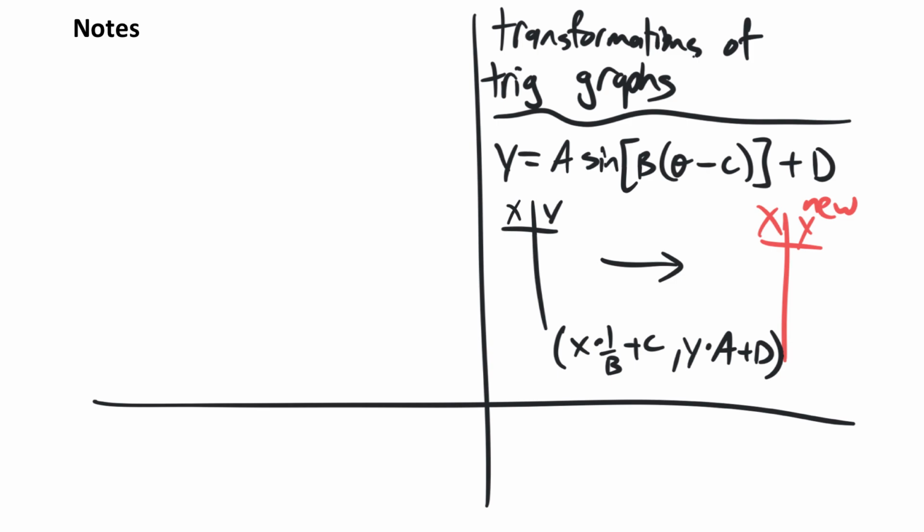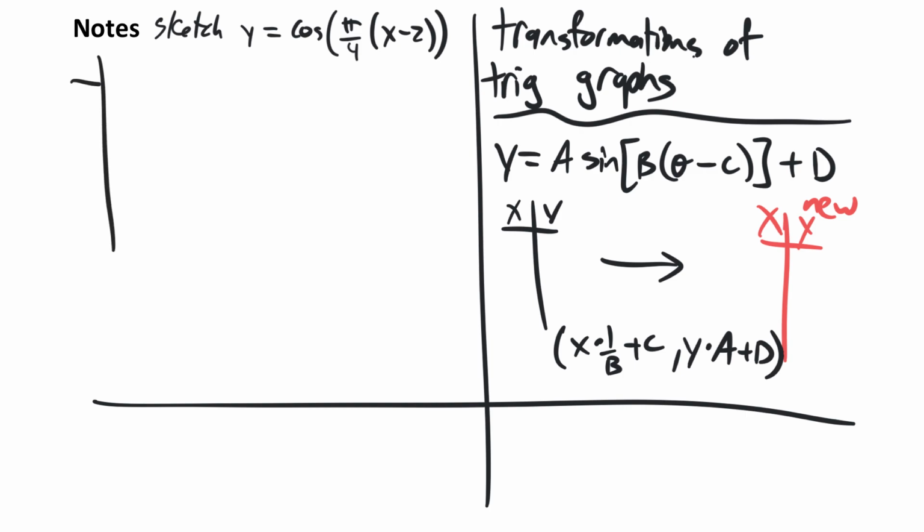For our example, let's sketch y equals cos of pi over 4 x minus 2. Pause the video and give that a try. All right, so assuming you give that a try, let's take a look here. We have 0, pi by 2, pi, 3 pi by 2, 2 pi. And we have 1, 0, minus 1, 0, and 1.